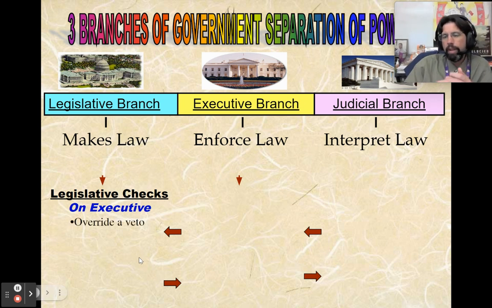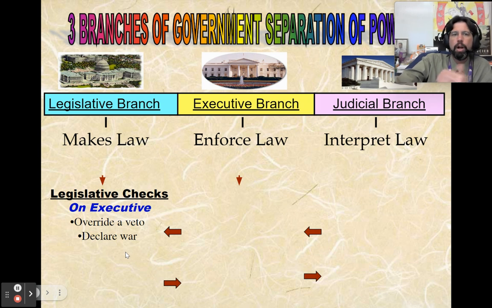Number one, they have a veto override. Remember, when a bill becomes a law, it has to go through the president. If the president says no to a bill, that's called a veto, then Congress, with two-thirds majority, can override that veto and the bill still becomes a law.